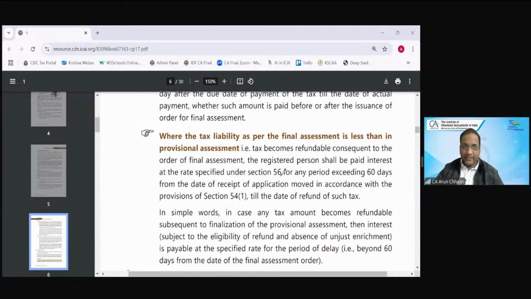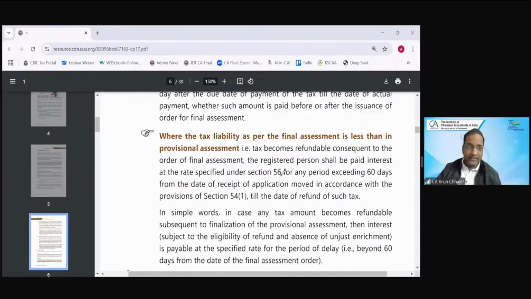What is the rate of the interest on the refund? Answer is 6%. Very nice, Jimmy. Very nice. 6% and 9% in case of any judgment, order or decree.